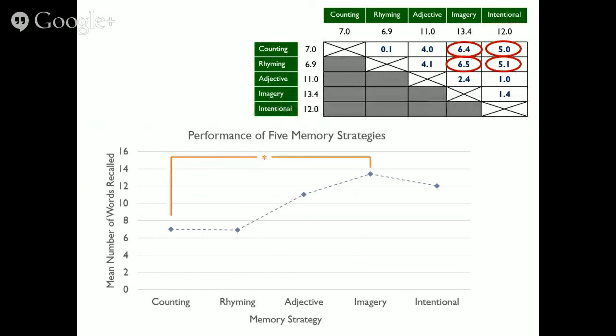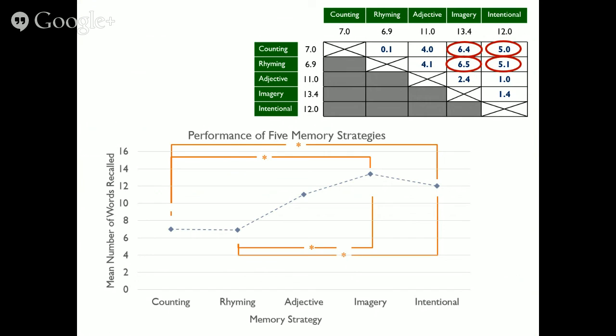So we can see that counting and imagery, the difference between those two is 6.4, the mean number of words recalled in the counting group and the mean number of words recalled in the imagery group. And that's statistically significant. So I can put a line and an asterisk there. Also, counting versus intentional memory strategy, that's statistically significantly different. So counting isn't a very good strategy, it looks like. And rhyming isn't so great either. So rhyming versus imagery and rhyming versus intentional.